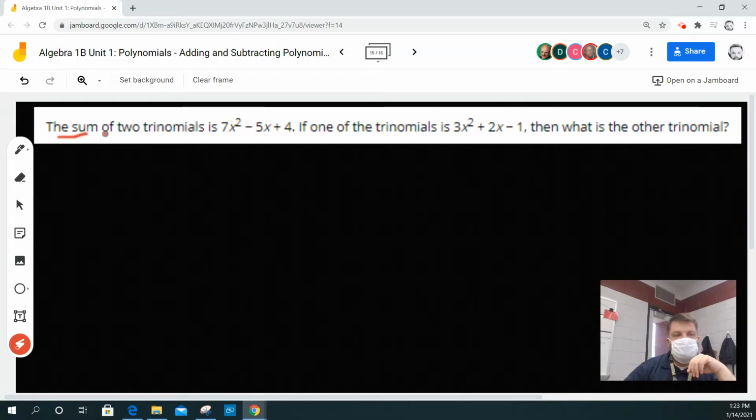So this one says the sum of two trinomials is 7x squared minus 5x plus 4. If one of the trinomials is 3x squared plus 2x minus 1, then what's the other trinomial? So there's a couple ways you could do this, I suppose. One way is I know that the sum, let me put this in.